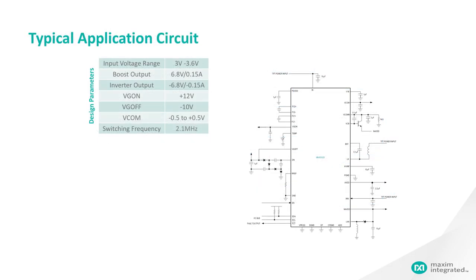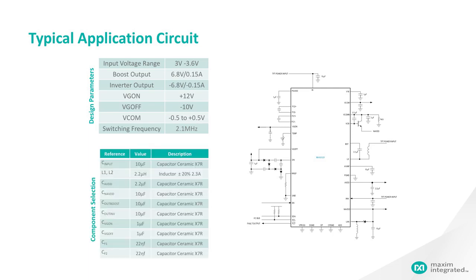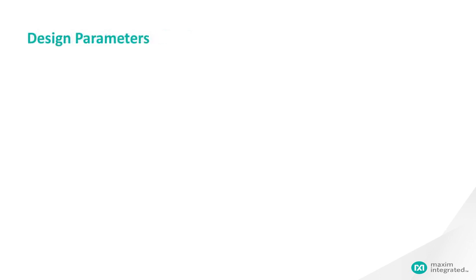So this is a typical application circuit with the switching frequency set to 2.1 MHz. And this is a very small size solution with a very low BOM cost. Design parameters. I2C allows for variable configuration of many parameters. Here we will evaluate the critical design parameters.